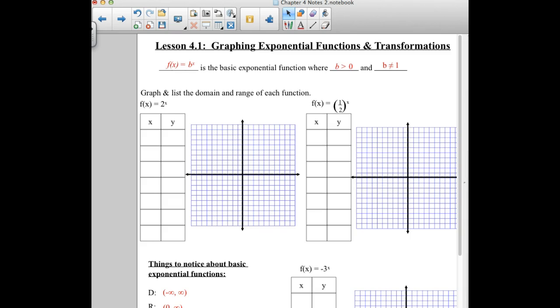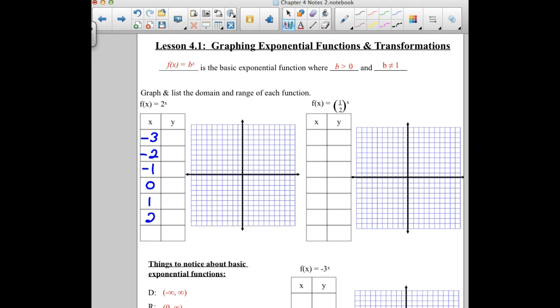We're going to start with f of x equaling 2 to the x. And let's go ahead and use x values from -3 up to +3. All right, and let's start with our easy ones. 2 to the 0, anything to the 0 is 1. 2 to the first power would be 2, 2 squared would be 4, and 2 cubed would be 8.